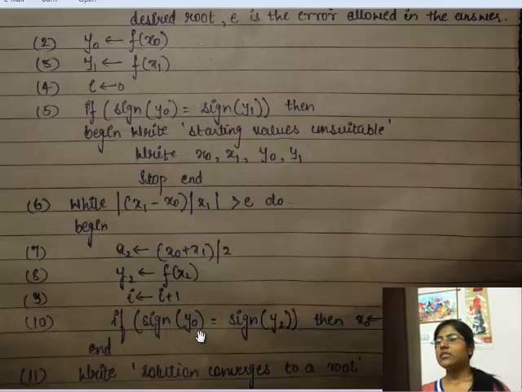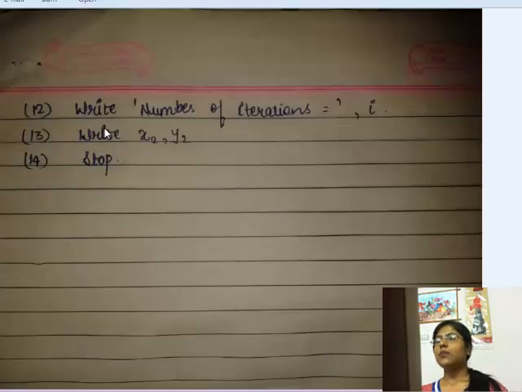Then again, if sign of y0 equals sign of y2, then x0 is given the value of x2, otherwise x1 is given the value of x2. Here we end our while loop. We write that the solution converges to a root. We write the number of iterations required as i. We write the values of x2 and y2, and here the algorithm stops.